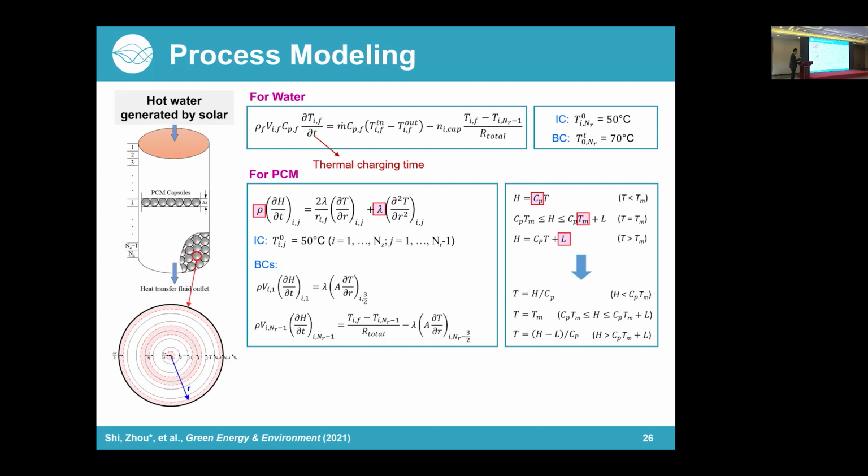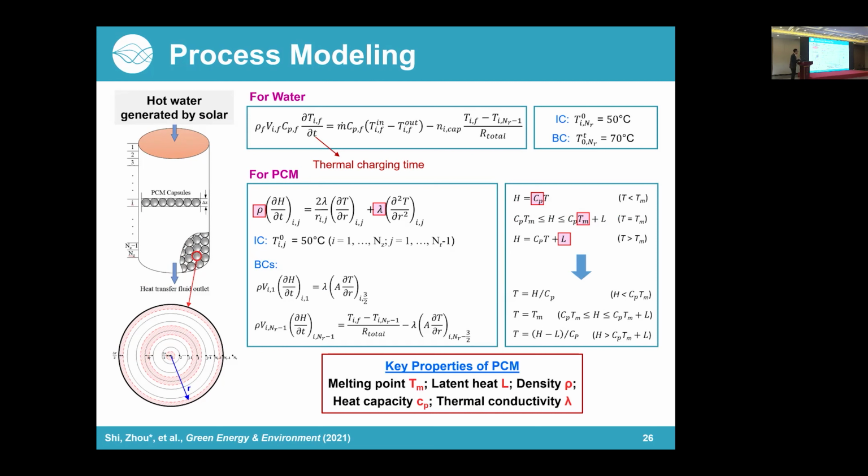Then you will find the heat properties. We have 5 heat properties. The first one is melting point. Then we have a latent heat, we have a density, we have a heat capacity, we have a thermal conductivity. It's not only one, latent heat, we have 5 properties.